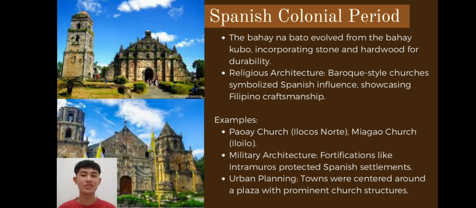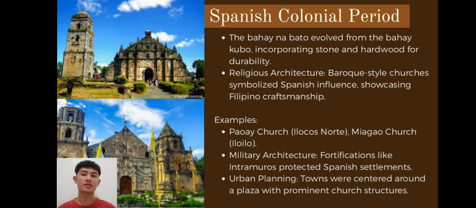Another hallmark of this era was the religious architecture, which played a central role in Spanish colonization. The Spaniards built grand Baroque style churches to establish their presence and spread Christianity. These churches were not only places for worship but also centers of community life.